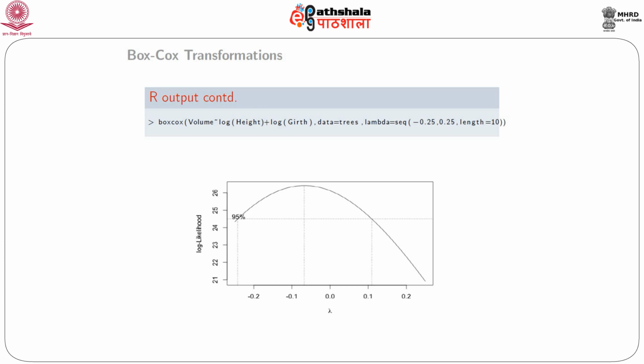And as you can see in the graph here, we have plotted the log likelihood, and we can see that the log likelihood is maximum for a value of lambda which is somewhere around negative 0.07 or negative 0.08. So the plot, when you perform the boxcox function in R, gives us this graph which plots the log likelihood, and from the graph we can read the value of the transformation parameter lambda which maximizes the log likelihood.